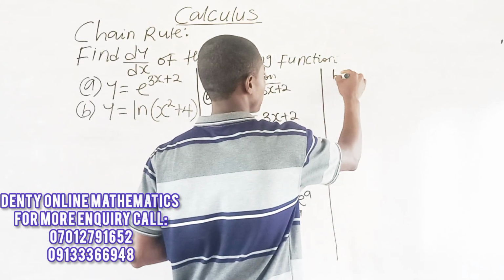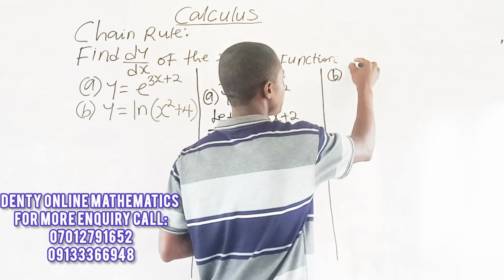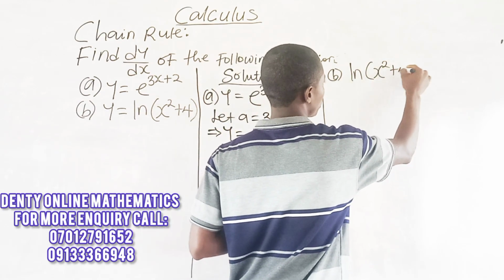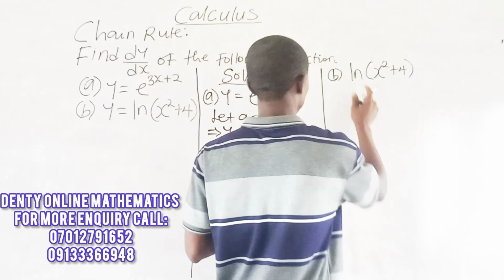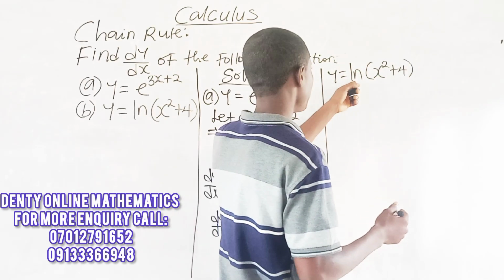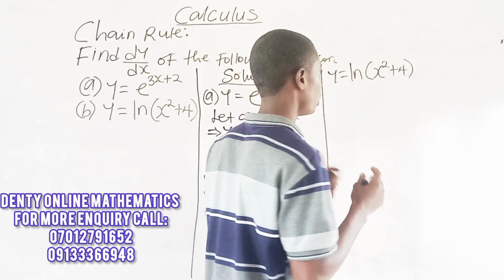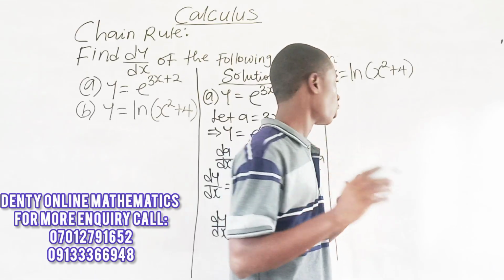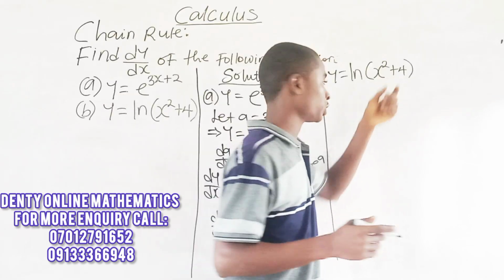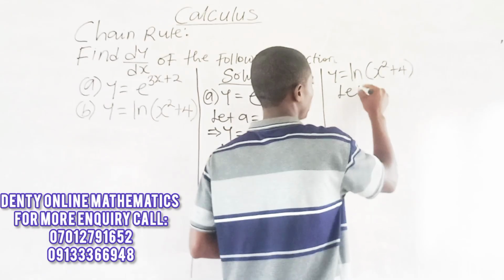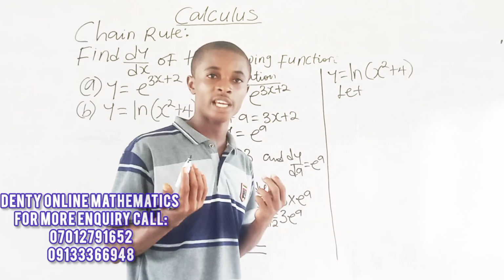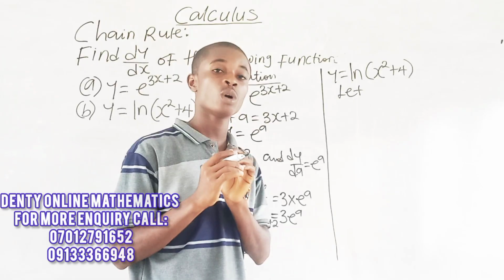So I can now bring out our b. Our b is ln of x squared plus 4. How are we going to do this? That's the second one, y equal to ln of x squared plus 4. It's very simple also. I'm still going to assign a variable to this inner function. Remember here we used a, but it's not compulsory to use a. You can use any variable of your choice.